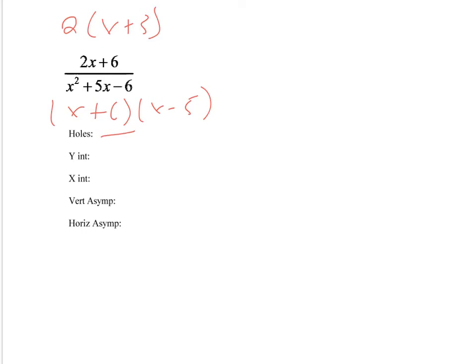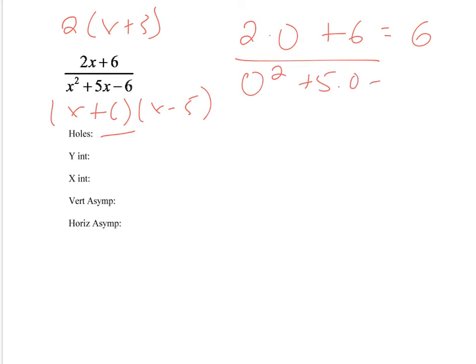My y-intercept is going to be when x is 0. If you look in either the factored form or the unfactored form, the unfactored form is actually easier. If I let x be 0, I have 2 times 0 plus 6, which equals 6, over 0 squared plus 5 times 0 minus 6, which of course equals negative 6. 6 over negative 6 is negative 1. My y-intercept is negative 1.